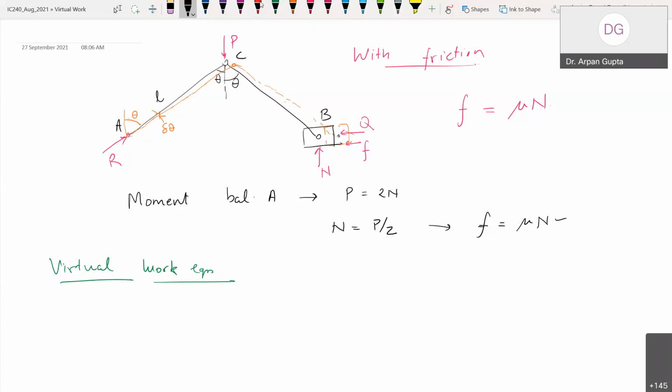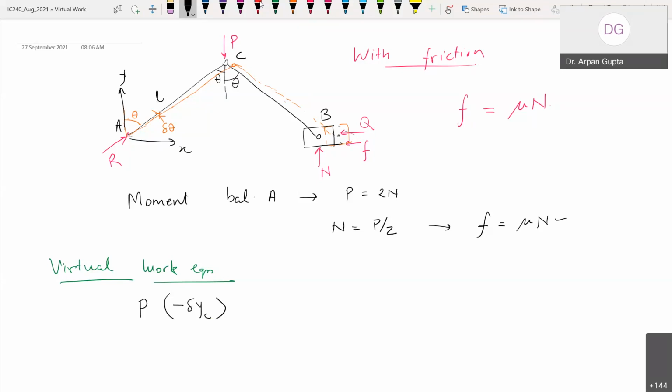And now we have to write the virtual work equation. So the reaction R is not going to do any work. P is going to do a work here, and this I can write as P times delta YC, and delta YC is assumed positive upward, so P is downward, so we'll put a negative sign here. Similarly, XB is positive here, so our positive convention is this is positive X, this is positive Y.